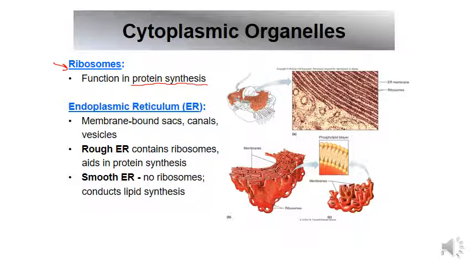The endoplasmic reticulum, rough versus the smooth. Know that rough ER helps the ribosomes in making proteins. And then the smooth ER has no ribosomes. Smooth ER instead makes lipids, or the fats.